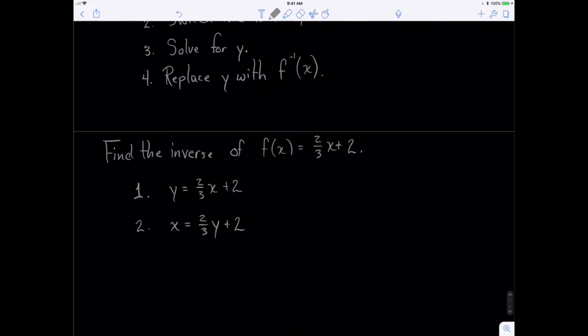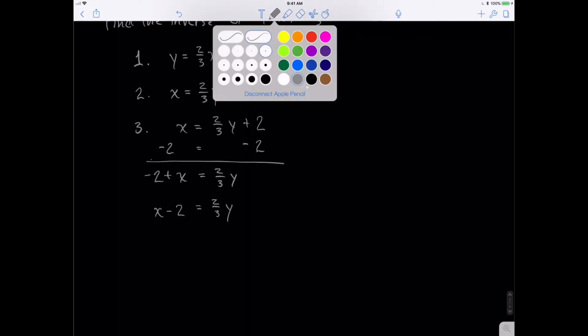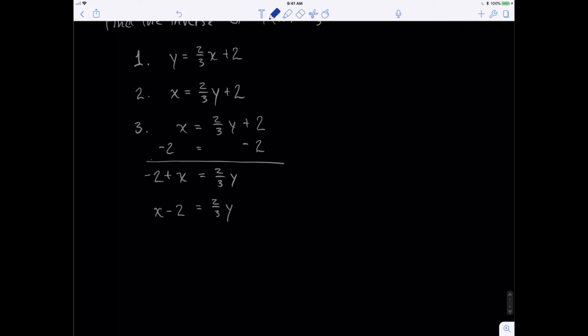Solve for y. So on step 3, I'm going to bring this down, just rewrite it for a moment. I'm going to start by subtracting the 2 from both sides. So I have, I'll write it this way, negative 2 plus x equals 2/3 y. And just to clean things up, I'm going to write this as x minus 2 equals 2/3 y.